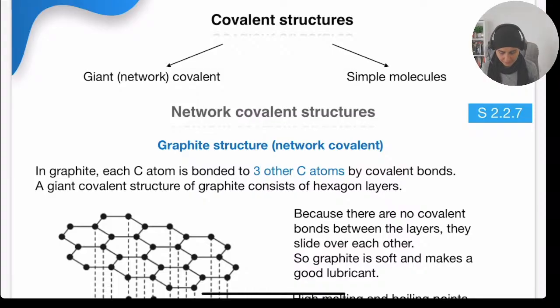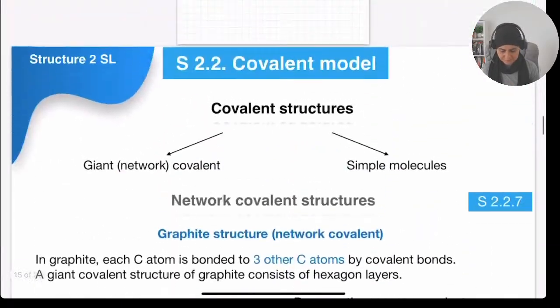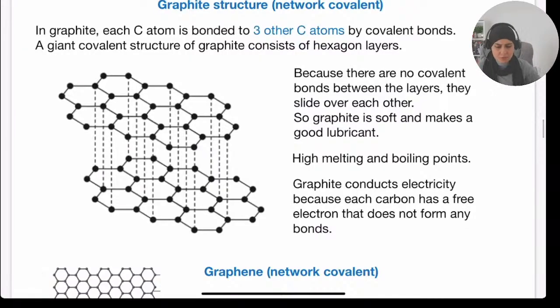Now random facts about giant covalent structures. Let's just go through them. That's what you need to know for IB, SL and HL. So first structure is graphite. You know it hopefully from GCSE, or even from MYP. In graphite, that's how it looks. It has carbon atoms, so the black dots are carbon atoms. Each carbon atom in graphite is bonded to three other carbon atoms by covalent bonds, and this is a giant covalent structure that consists of hexagon layers. So we form hexagons.